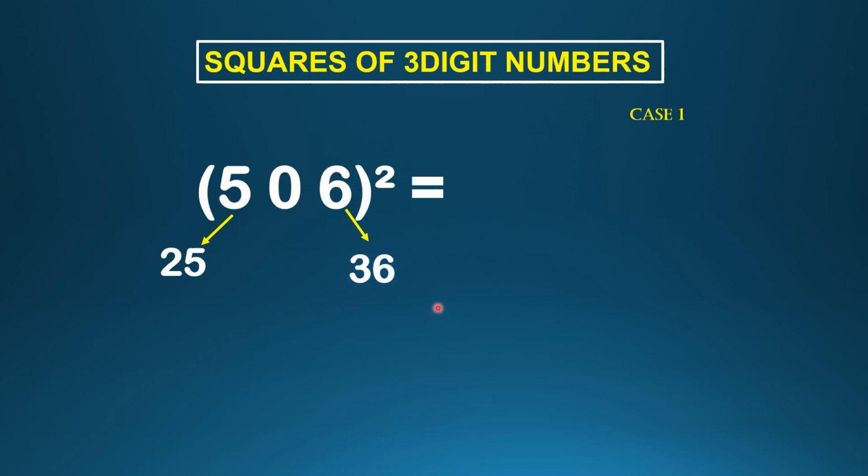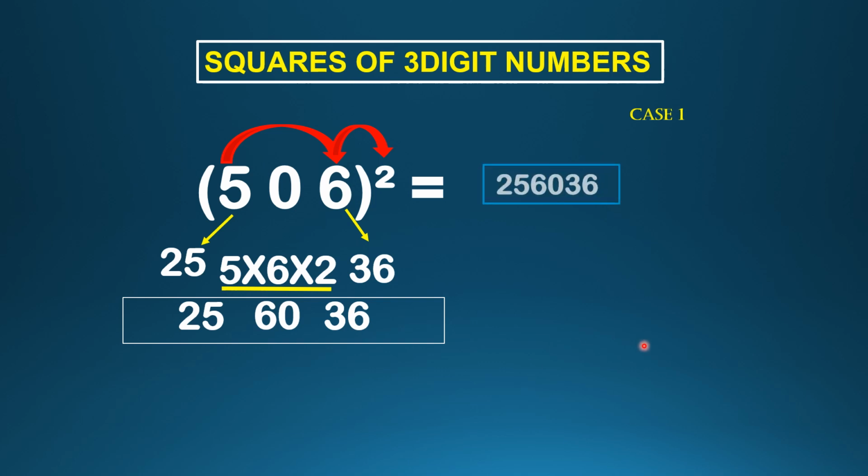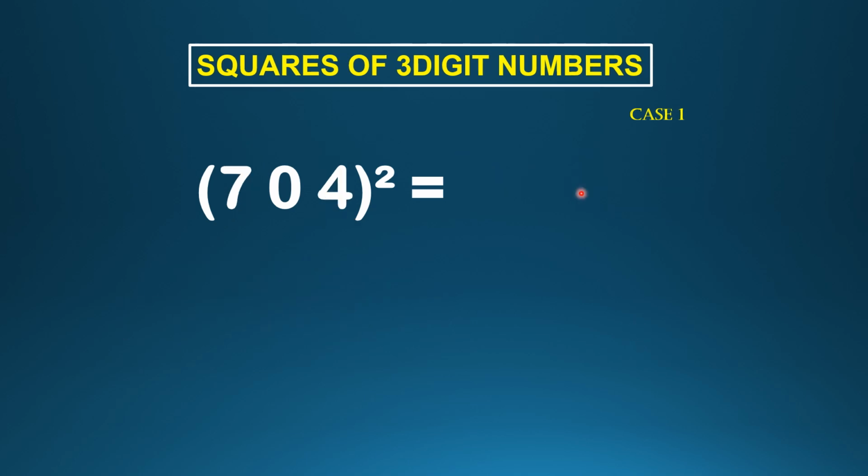So the final step, we'll multiply 5 into 6 and the power whatever has been given, it is 2. So 5 into 6 into 2 we have to multiply. 5 sixes are 30, 30 twos are 60. And this 25 and 36 we will write as it is. So this is our final answer. 506 square is 256036. That's it. Very, very simple. In 2 steps, we'll get the square of the 3-digit number.